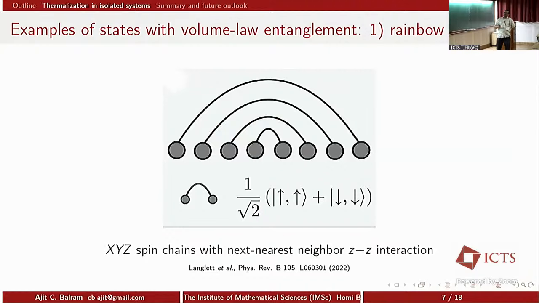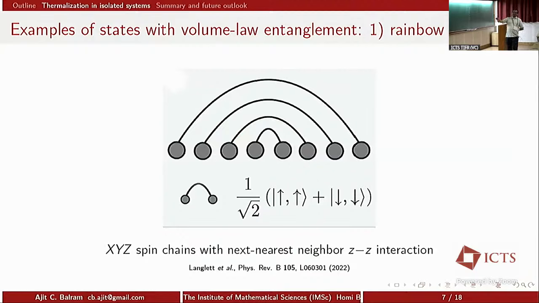Let's say I have a bipartition where I take these 4 in between and look at its entanglement entropy with the rest of the chain. That's exactly 0, because all the Bell pairs reside completely inside this subsystem. There is no Bell pair that goes out of it. So for certain selected bipartitions, and these bipartitions can even be contiguous, for example these 4 sites together, you can have entanglement entropy which is not volume law.